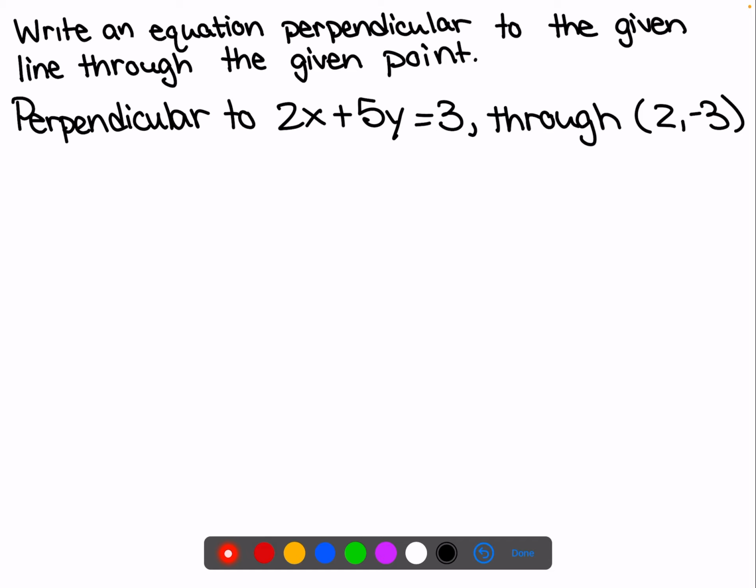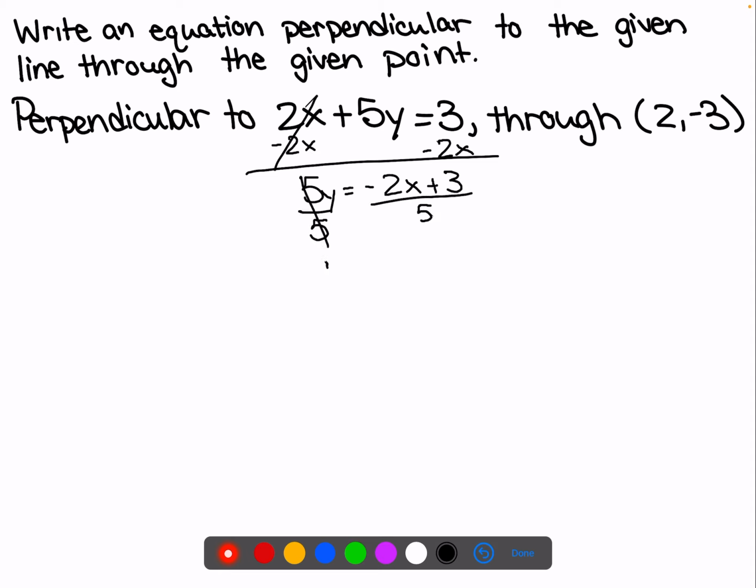All right, so the first thing I want to do is solve for the variable y, because I want to see what the slope is. If I need to find a perpendicular slope, I first need to know the slope. So I subtract 2x from both sides. This leaves me with 5y equals -2x plus 3. From here, I divide both sides by 5, and we get y equals -2/5 x plus 3/5. So this is the line that we're trying to be perpendicular to.